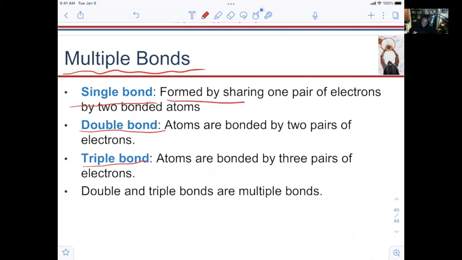Single bonds are formed by sharing of one pair of electrons by two bonded atoms. In a double bond, the same atoms share a pair of electrons first, and they go back and share an additional pair of electrons. And then in a triple bond, you have the same atoms sharing three separate pairs of electrons. So they bond the first time, they bond the second time, and then they bond the third time, okay?